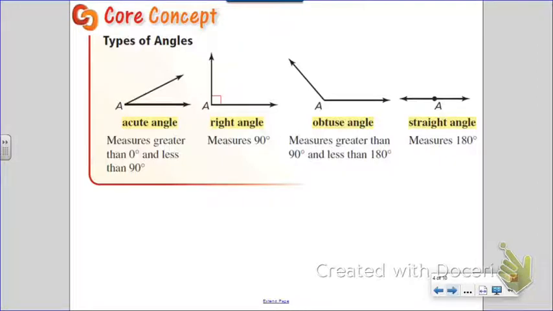Types of angles. Acute angles are between 0 and 90 degrees, not including 90. Exactly 90 is a right angle. Between 90 and 180 is an obtuse angle. Exactly 180 is a straight angle.